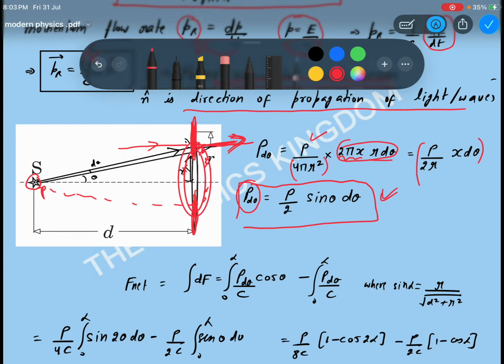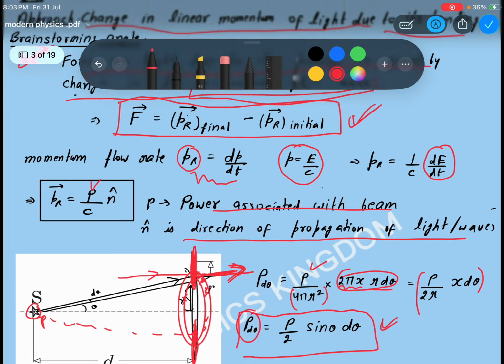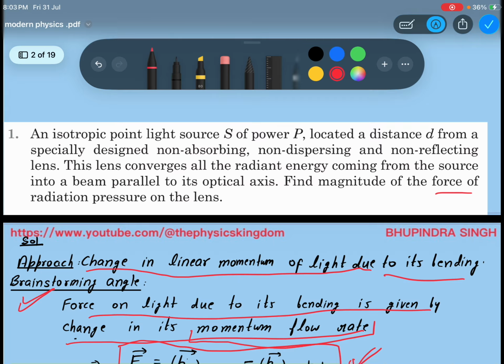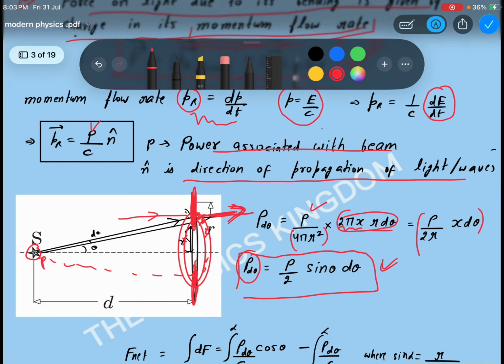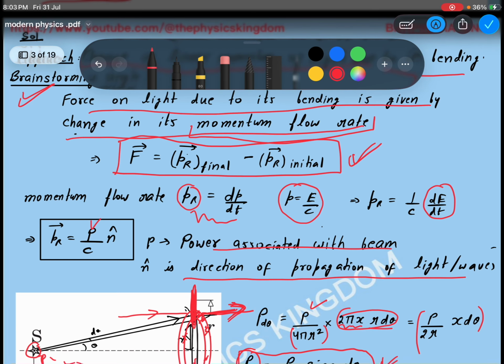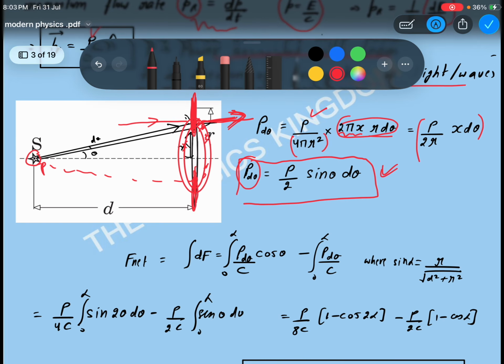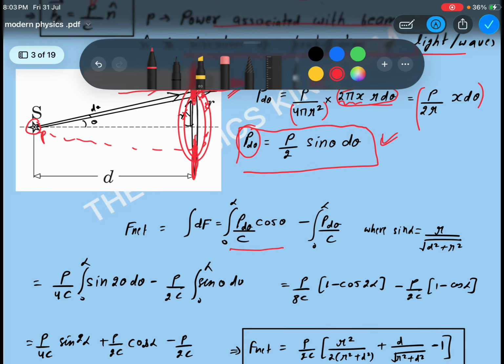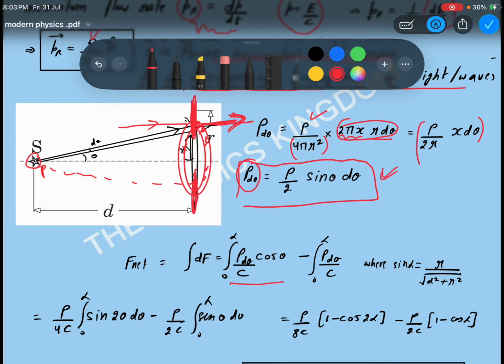Now why am I writing initial minus final, beta? Because what we want in the question is the force of radiation pressure on the lens, right? On the lens means the negative of the force acting on the radiation. The force acting on the radiation is final rate minus initial rate, and negative of this. That's why I am writing this first. Now I am integrating this from 0 to alpha. Alpha means the maximum possible angle at the end of the lens. So this angle is alpha.